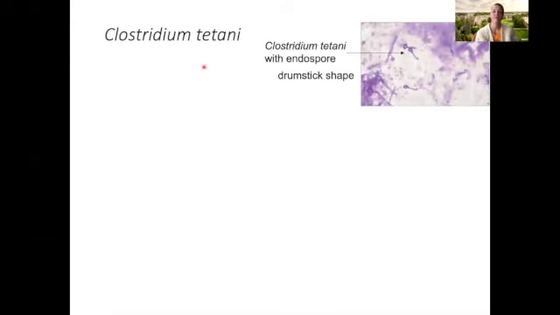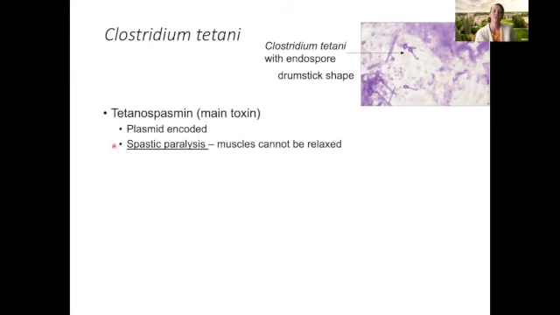Okay, so let's talk first about Clostridium tetani. Here's a picture of it with its bacilli and the drumstick, tennis racket, whatever you want to call it, shape on the end. And Clostridium tetani's main virulence factor is a toxin called tetanospasmin. This is encoded on a plasmid, and it results in what's called spastic paralysis. Spastic meaning the muscles cannot be relaxed. So a constant flexing and tightening of the muscles without relieving that flexing pressure.